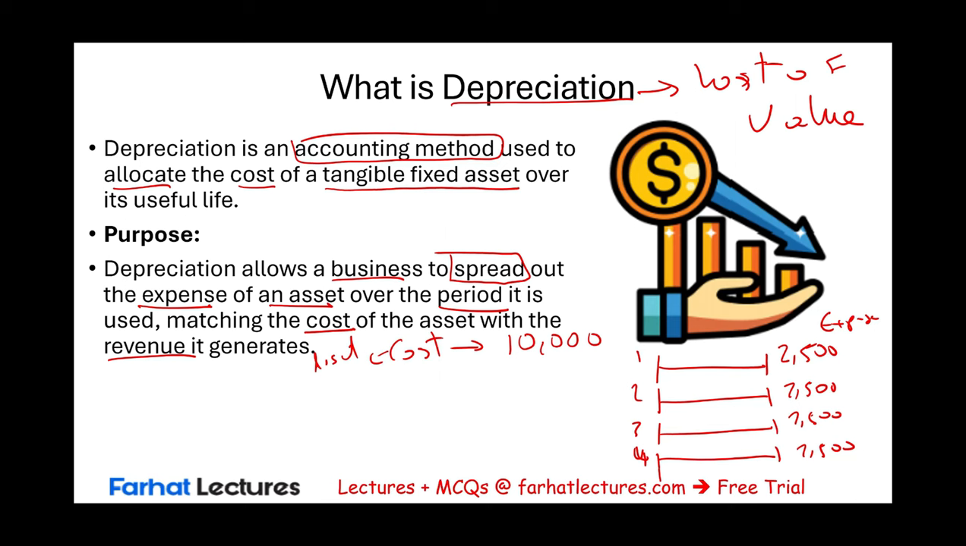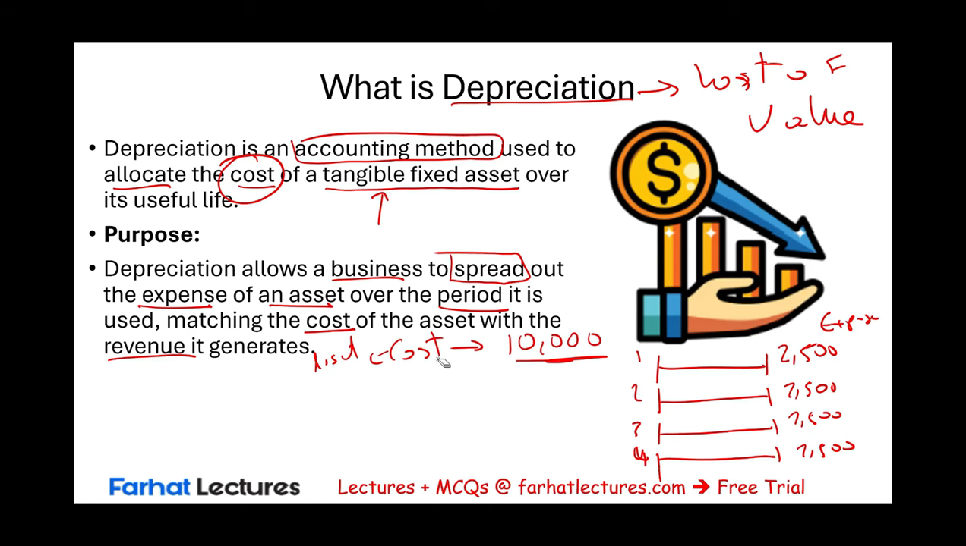This expense is called depreciation expense, which is a cost allocation. Allocating what? Allocating the cost of a fixed tangible asset over its useful life, which happens to be 4 years. And the purpose of it is to expense the asset in the years the asset is generating revenues.